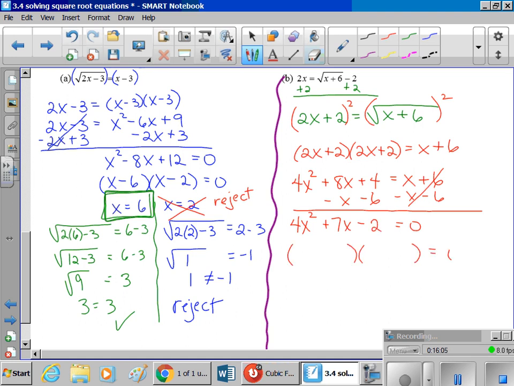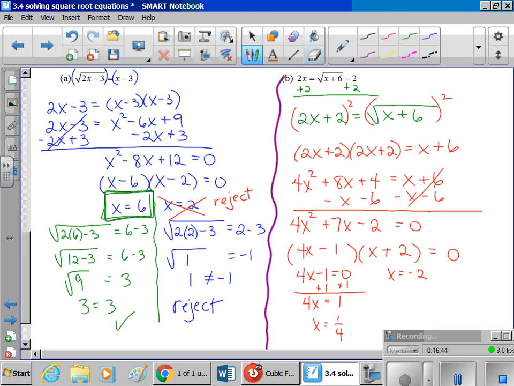You can use the box method if you need to, but when you factor these, you get 4x and x and minus 1 and positive 2. Hopefully that's not the hard part of this problem. So you get 4x minus 1 equals 0. Add 1. I'm just doing this one the long way because it's going to end up being a fraction. And x is equal to 1 over 4. And here I have x is equal to negative 2. So these are my two roots that I have to check now.